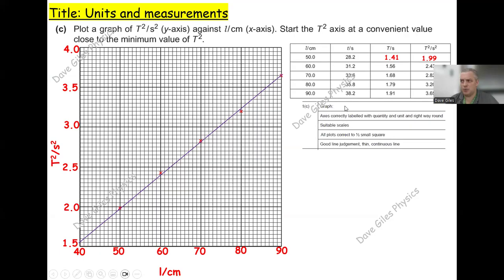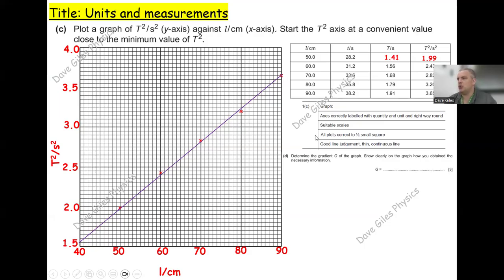So the mark scheme specifically says axes correctly labeled with quantity and units. So you have to have L / centimeters and t squared / seconds squared. Suitable scales, similar to the ones I've done. All plots correct to the nearest half square, and a good judgment thin continuous line. Now, I've probably done my line a little bit too thick, but I did that so it's easy for you to see. Your line should be fairly thin, not too thick.